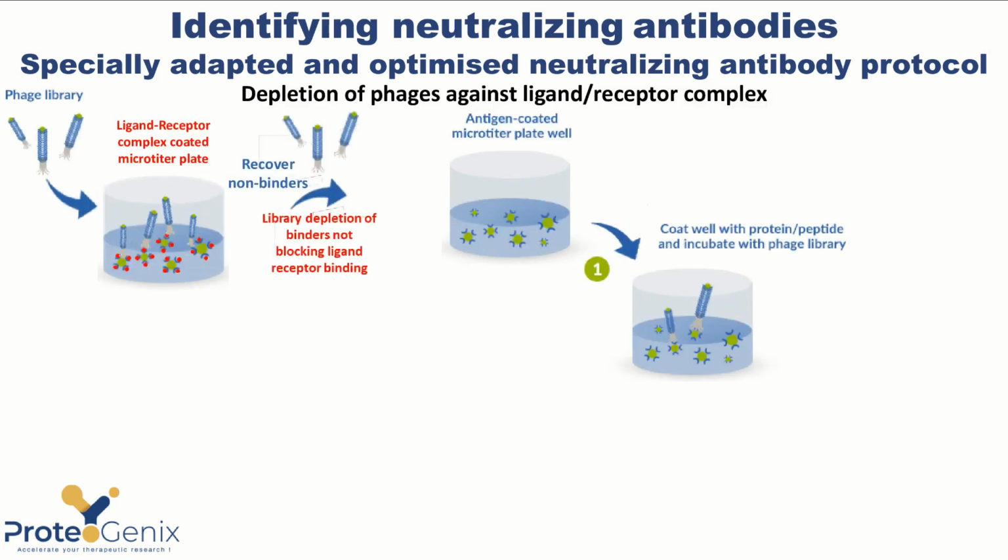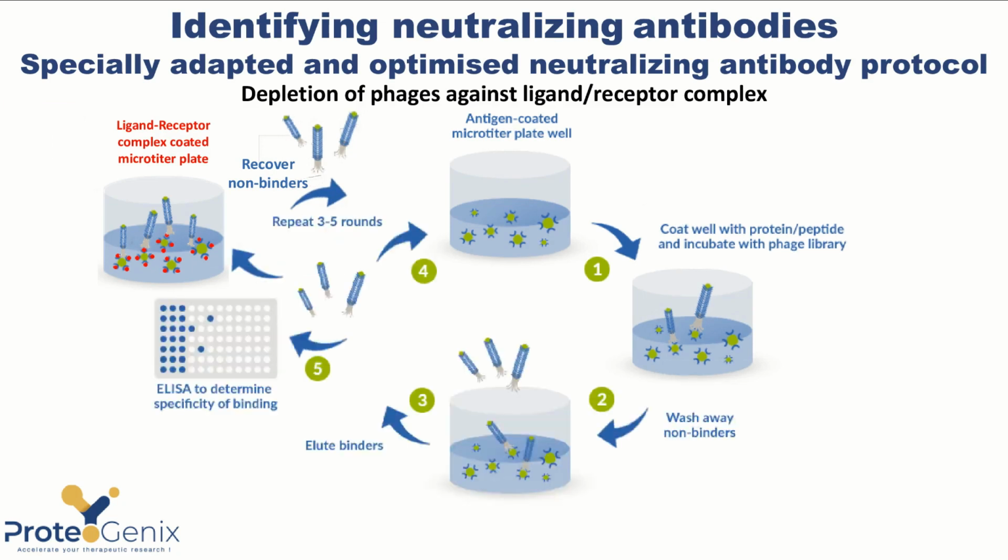For this, we carry out a depletion of our Phage display libraries with every round against the ligand receptor complex. With the ligand blocking the site of interest on the receptor, only the phages which do not interest us will bind, allowing us to recover those which do interest us to use as an input into our panning rounds, which we will then repeat for several rounds as explained before.